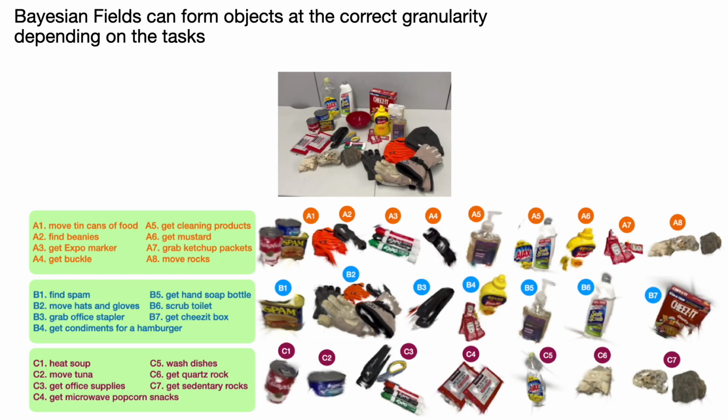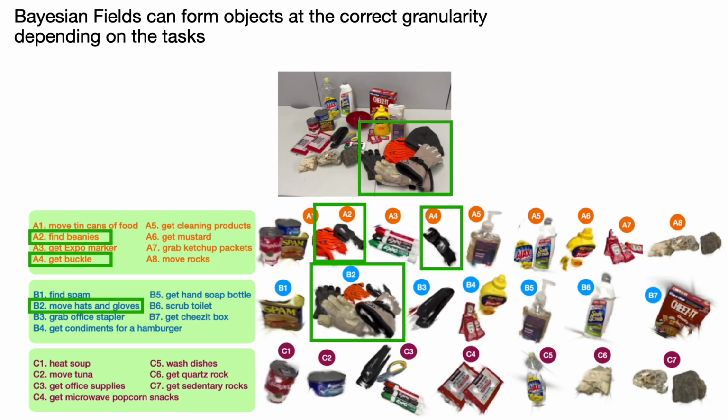Changing the task list changes the scene representation. For example, given the task of move hats and gloves, we represent this area of the scene as a pile of hats and gloves. Making the task more specific, such as find beanies and get buckle, results in a different representation at the right granularity.